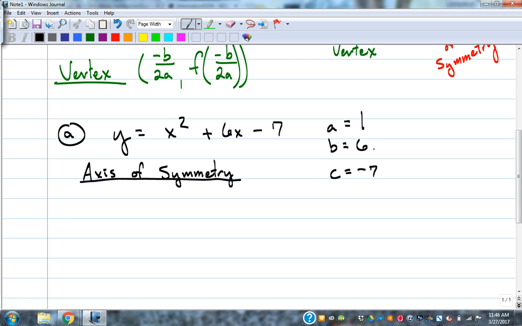Okay. To find that axis of symmetry, again, we're going to use that formula. x equals negative B divided by 2 times A. So I'm going to plug in the stuff that goes here. That's negative B, so negative 6 divided by 2 times 1. And we're going to simplify that as much as we can. This one actually works out real nice. It's negative 6 divided by 2, which is negative 3. So the axis of symmetry is x equals negative 3.